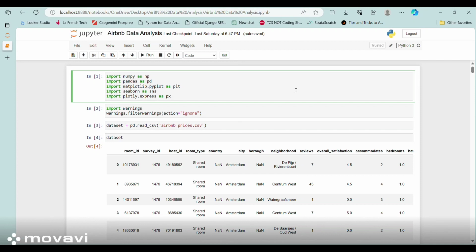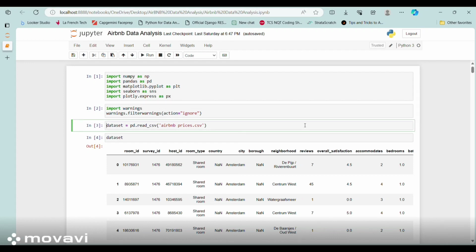Data analysis projects can sometimes generate warning messages, which may not necessarily be errors but could clutter our output. To ensure a clean and focused analysis, we are using the warnings library in Python to filter and ignore these warning messages. This way, our analysis output remains clear and uncluttered, making it easier to identify meaningful insights and trends. Warnings can be helpful during code development, but they can be distracting when presenting our findings. With this simple addition, we are optimizing our analysis environment for a smoother and more organized data exploration process.